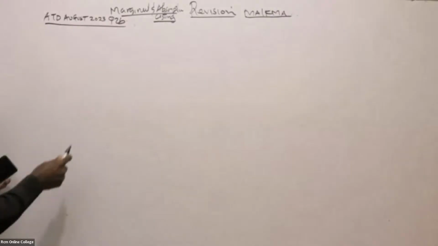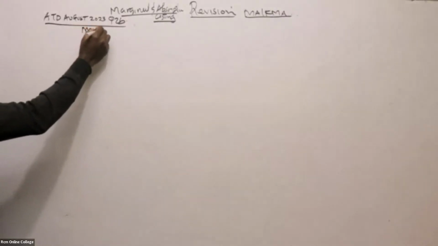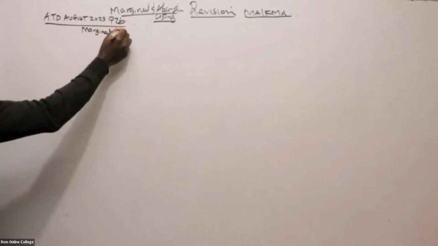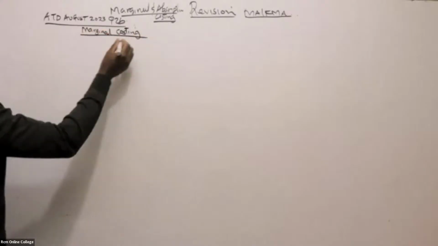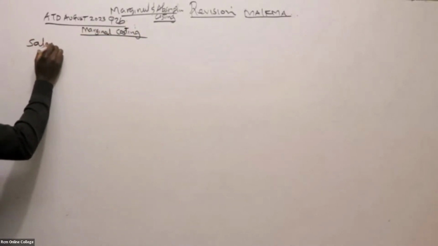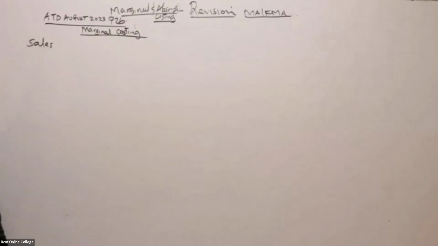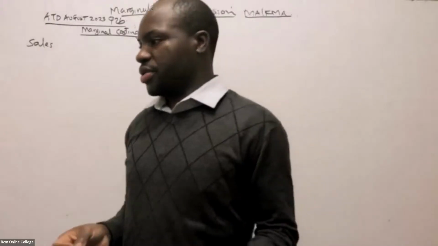So let's start with the marginal costing. So let's look at sales. For sales, irrespective, the question is available in the link provided in the group description. I hope all of us have been able to access that.